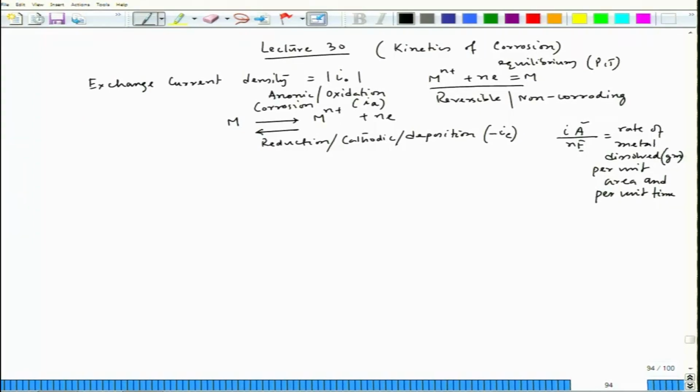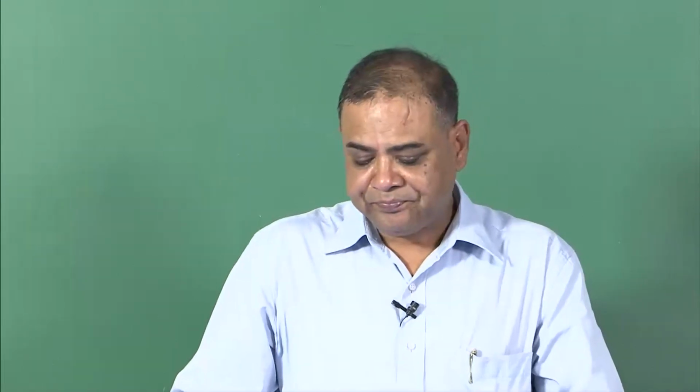Now, once we know this I0, we need to look a little more carefully at it, because this I0 is a very strong and fundamental kinetic parameter. And this parameter has huge importance on the corrosion of a particular metal in a particular medium. That we will see a little later when we start discussing mixed potential theory.